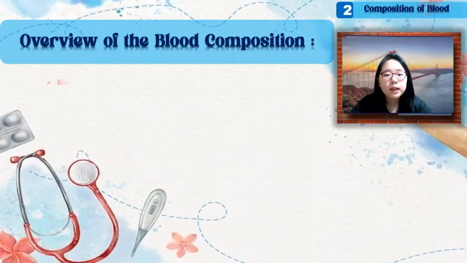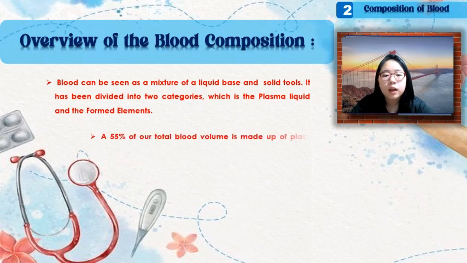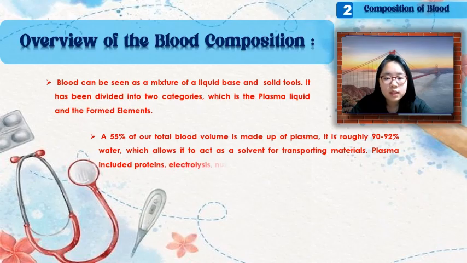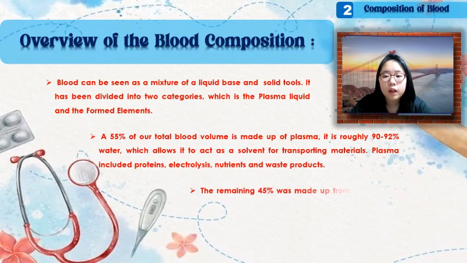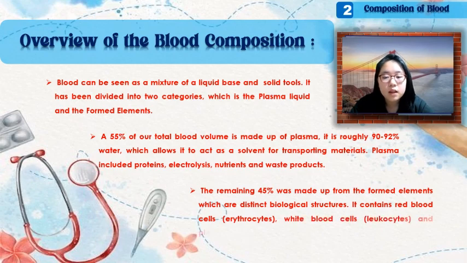2. Composition of blood. Overview of blood composition. Blood can be seen as a mixture of a liquid base and solid tools. It is divided into two categories: the plasma liquid and the formed elements. 55% of our total blood volume is made up of plasma. It is roughly 90 to 92% water, which allows it to act as a solvent for transporting materials. Plasma includes proteins, electrolytes, nutrients, and waste products. The remaining 45% is made up of the formed elements, which are distinct biological structures. It contains red blood cells, erythrocytes, white blood cells, leukocytes, and platelets, thrombocytes.